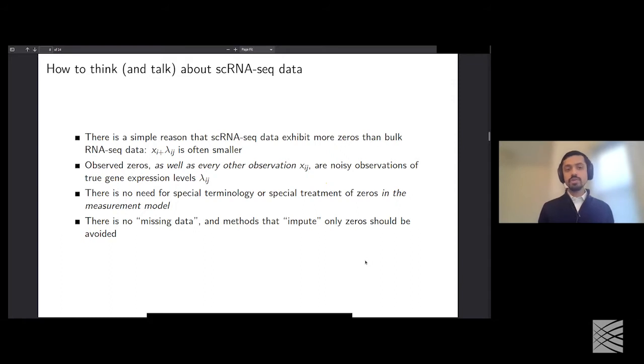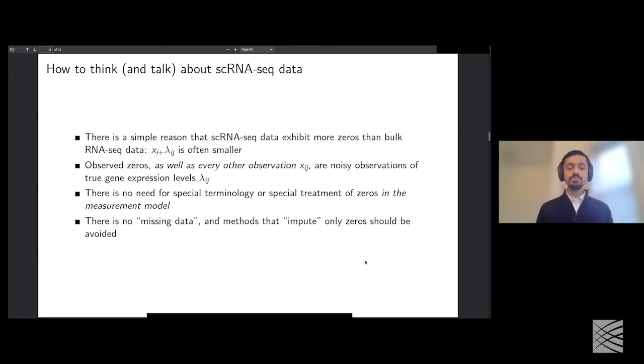And there are two reasons for that. One of them is that in bulk, this quantity xi plus, the total number of molecules that we observed, is much bigger. And bulk data can be thought of as an average of single cells. And averaging reduces the variance of the relative expression levels. So you think about, okay, I took a population of cells in which lambda ij varies a lot, and I took an average of it. And that's another reason that lambda ij can be smaller in single cells than they could be in bulk samples.